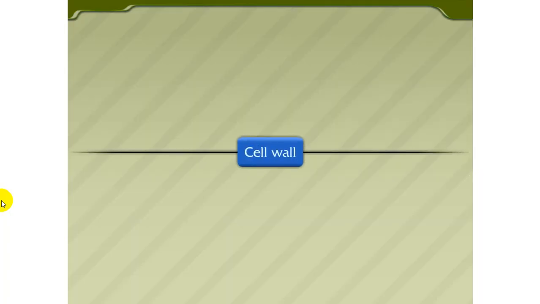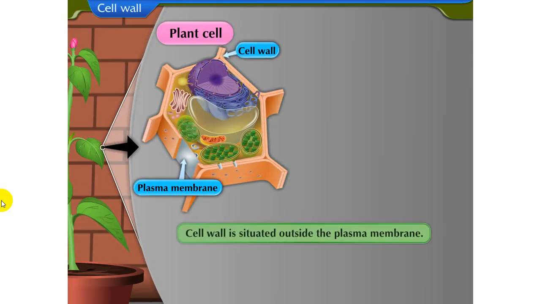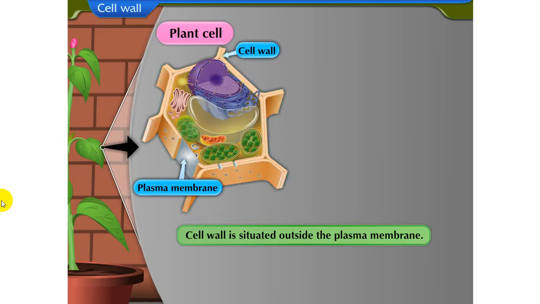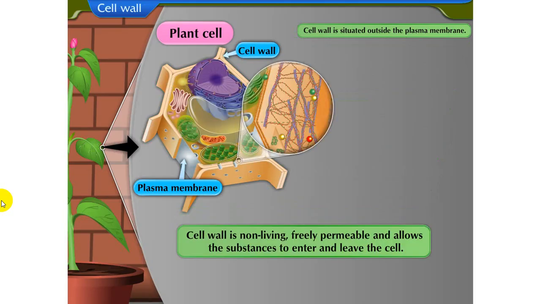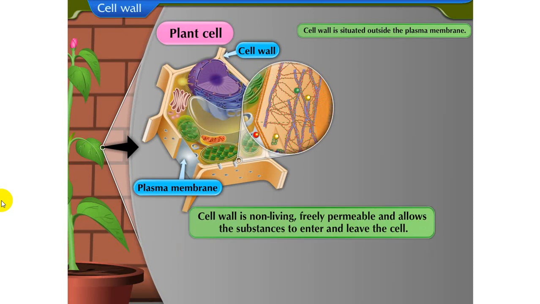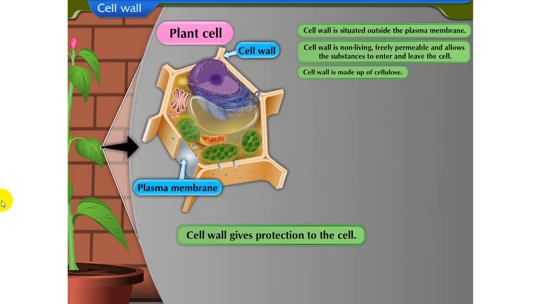Cell wall. In addition to the plasma membrane, plant cells have another rigid outer covering called the cell wall. The cell wall is situated just outside the plasma membrane. It is non-living and freely permeable, which allows all substances to enter and leave the cell. It is made up of cellulose, which is a type of carbohydrate. It gives protection to the cell. It determines the shape of a cell.